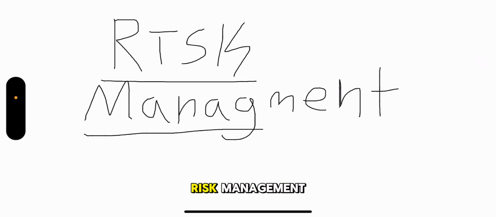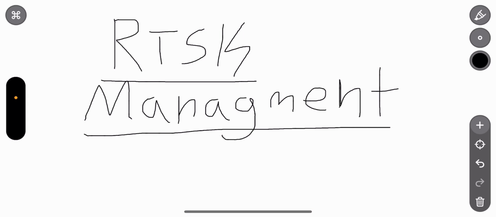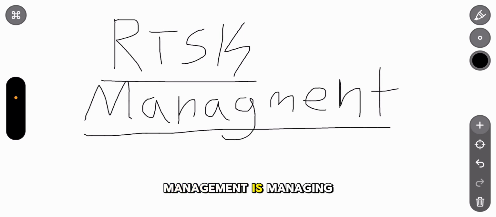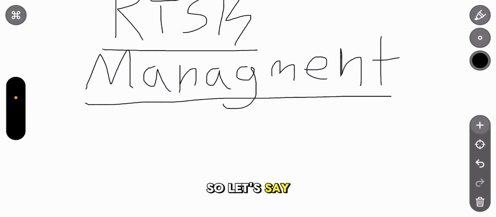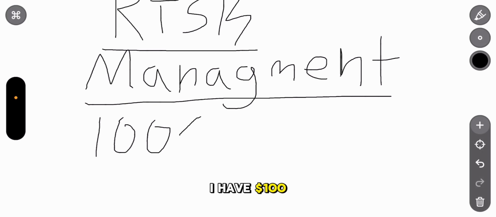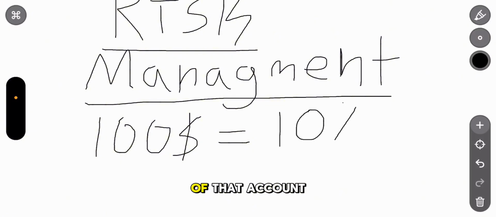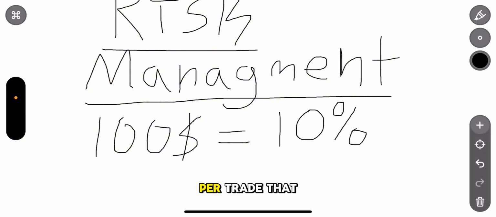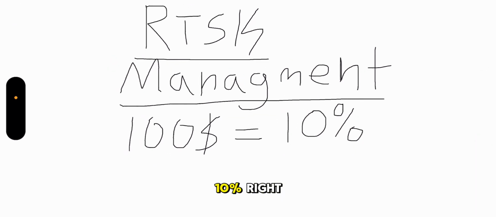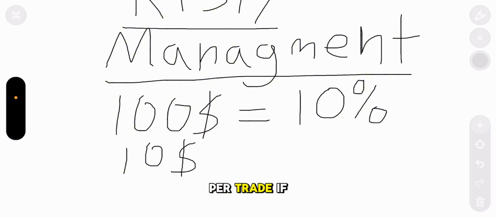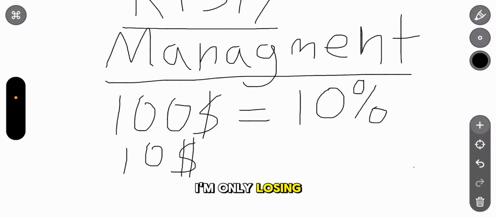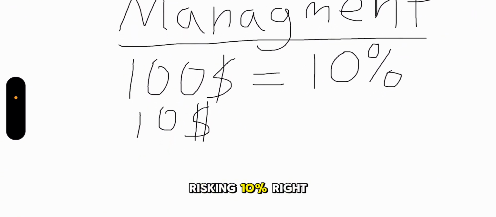So what is risk management? It's very simple. Risk management is managing your risk in a trade, right? So let's say I have $100 in my trading account. And this is a high risk, but let's say I'm risking 10% of that account per trade that I take. So 10%, right? I'm risking $10 per trade. If I lose, I'm only losing $10 because I'm risking 10%, right?